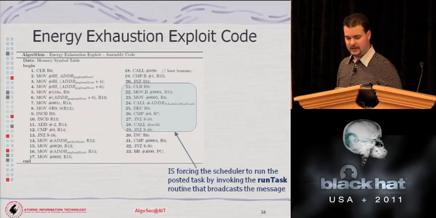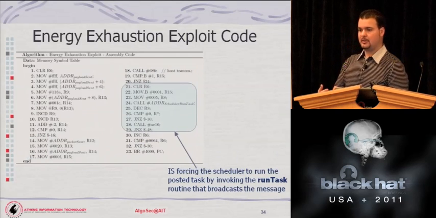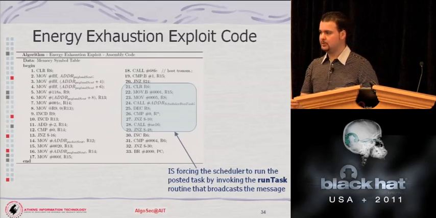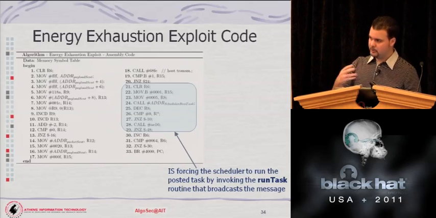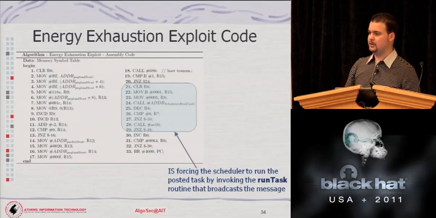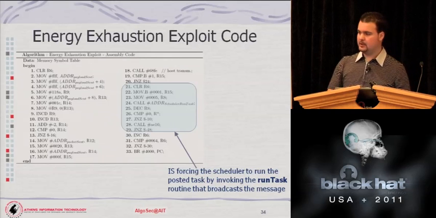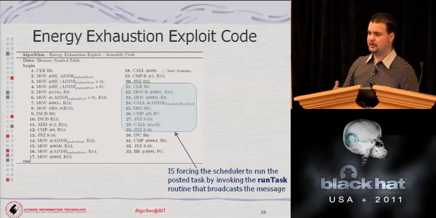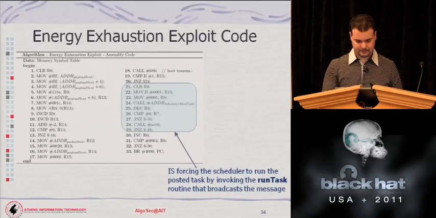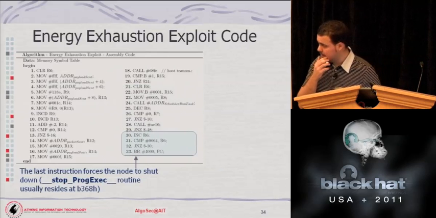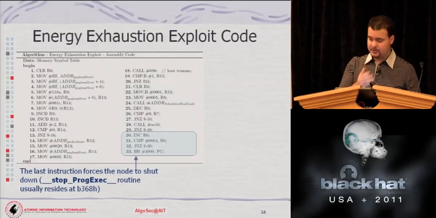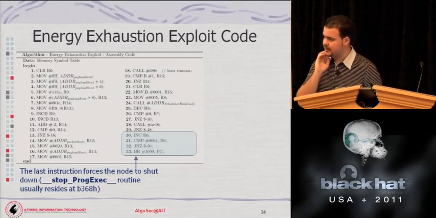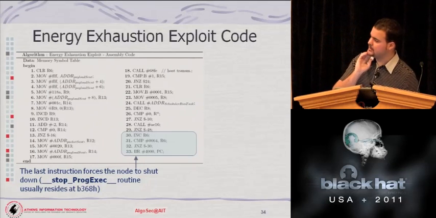The difference is in the next set, because we want the node to actually transmit the message at the time that we tell it to. Okay, so actually we want to force it to transmit the message at this time. That's why we call the run task routine of the underlying scheduler in order to transmit it at that time. And then we don't let it go back to its normal state, but we keep transmitting messages until the node drains all its energy out. And finally, as we said, the last instruction forces the node to shut down. This is a stop program execution. Okay, usually this can be found in most sensor-embedded devices at this address, B368.